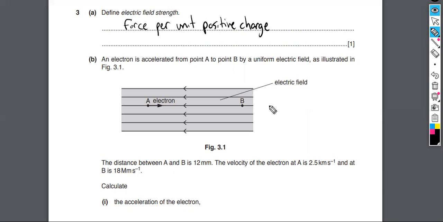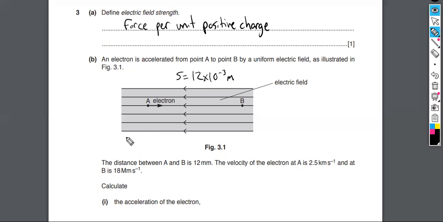Question goes on to read, an electron is accelerated from point A here to point B by a uniform electric field, as illustrated in figure 3.1. The distance between A and B is 12 millimeters. So we'll call that a displacement S, 12 millimeters. The velocity of the electron at A is 2.5 kilometers per second, and at B, 18 megameters per second.